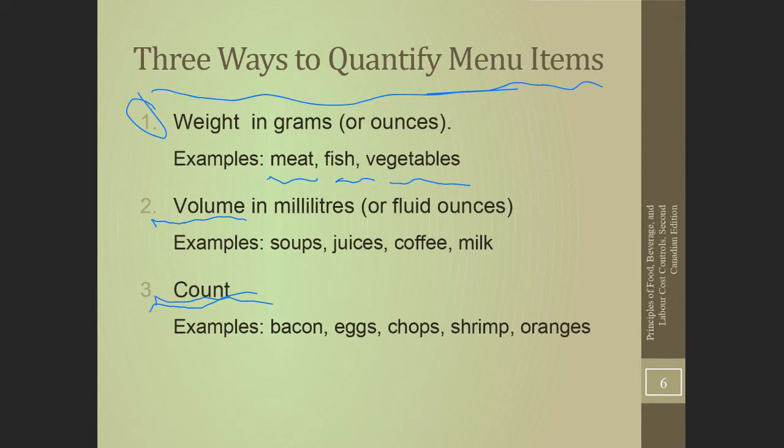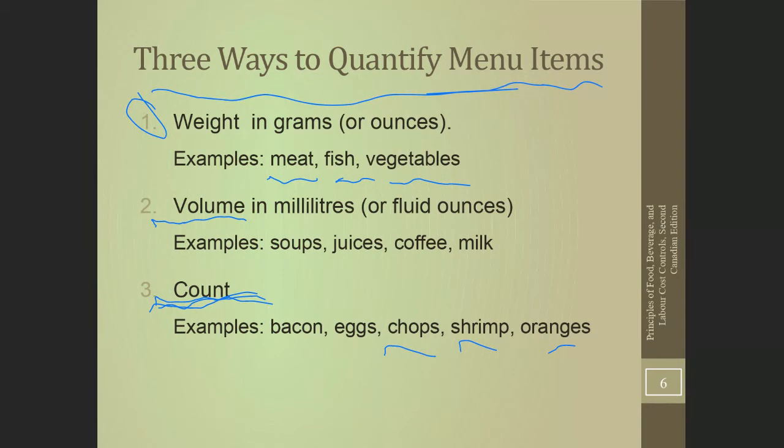You would never put on your menu, my eggs Benny is served with 36.27 ounces of eggs. You would say, my eggs Benny is served with two eggs. It's much easier to count, right? Okay, shrimp and oranges are all other examples, right?